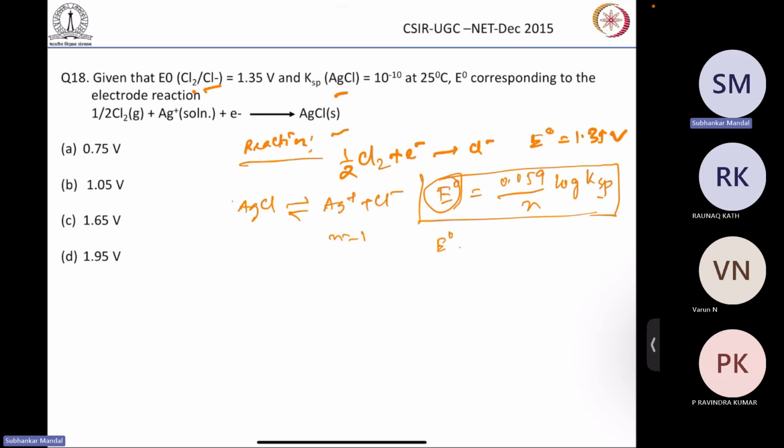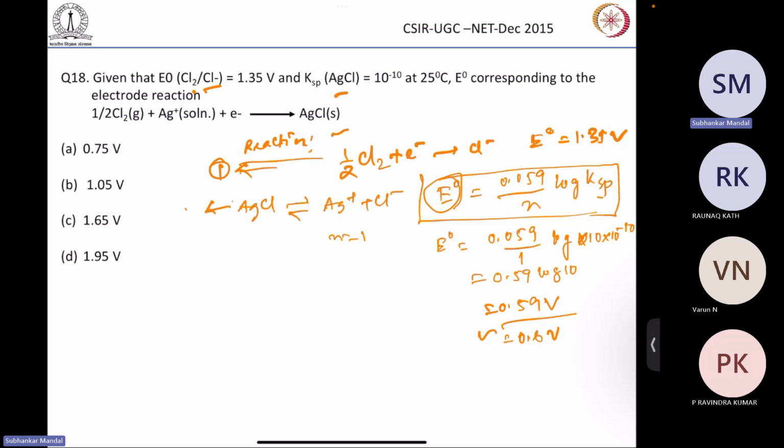So E naught is equal to 0.059 by 1 log of 10 into 10 to the power minus 10. So this is the thing. So 10 into 10 to the power 10, it will become 0.59 log of 10. So this will be 0.59 volt. So approximately, you can write 0.6 volt. Okay. So this is equation 1. This is equation 2.